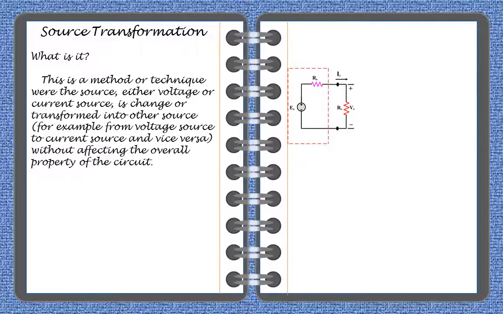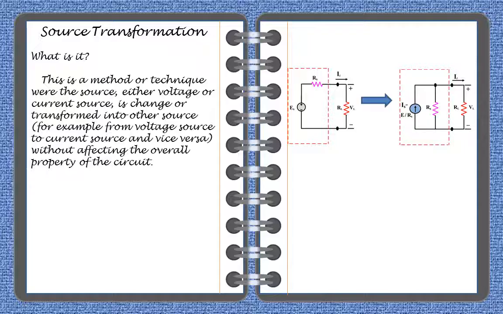Even though we're changing the voltage source, for example in this circuit, we're going to change the voltage source into a current source or vice versa. But overall in the circuit, it's not going to affect the property of the circuit, the current that flows through the load or the value of the voltage at the load side. It will not affect.